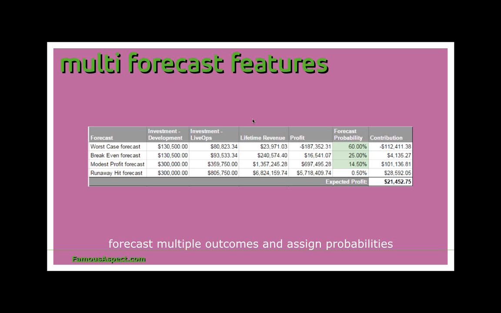Specifically, the question I have is on the forecast probability. You've got a 60% for the worst case forecast. I tend to be pretty optimistic. I love my game designs when I put them together, right? And so, how can a designer or producer be objective? What are the best practices for being objective about coming up with those numbers?